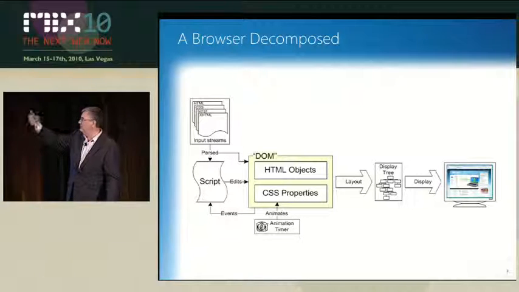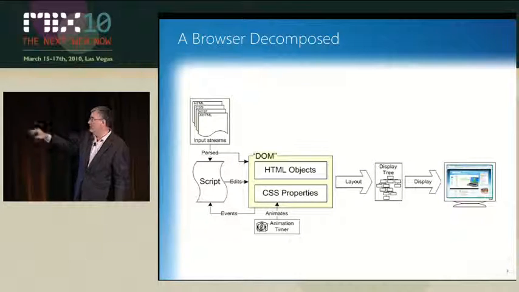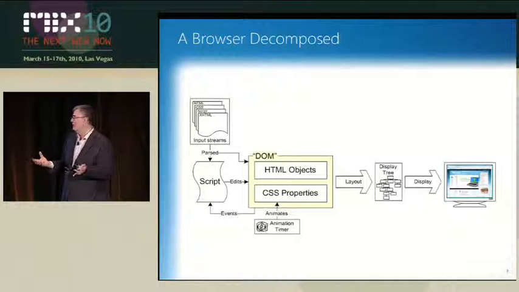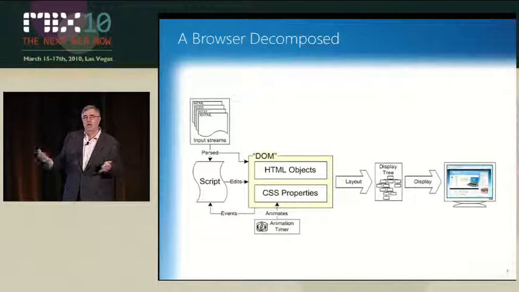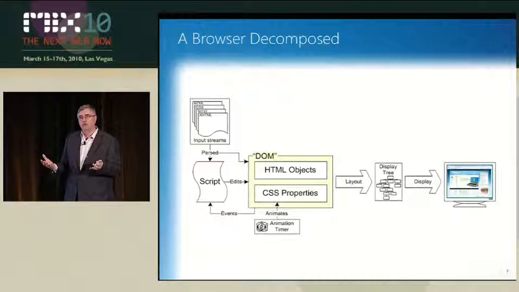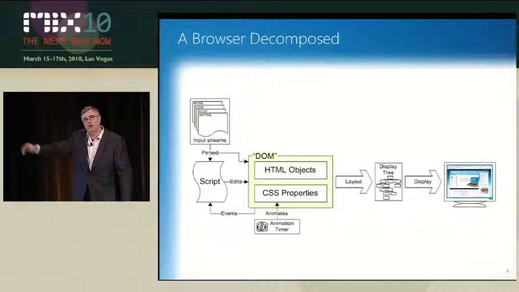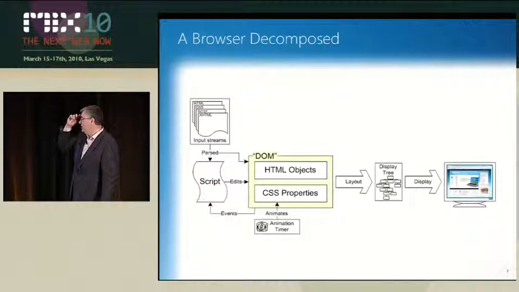The SVG, CSS, HTML, and XHTML go into the document object model, which is very much the core of the browser. When we're talking today, the programming that you generally do in JavaScript is in fact against the DOM. The script in general edits the DOM. The DOM fires events that go back into the script.